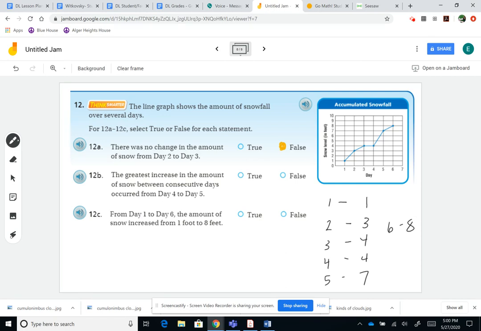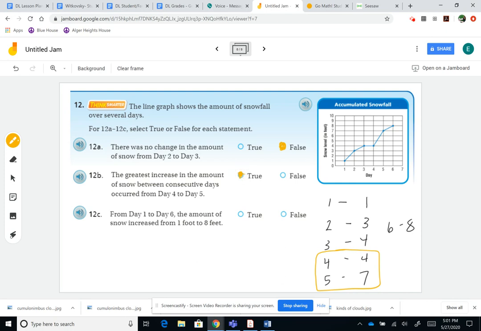So now we have to find the biggest difference, the greatest increase. They're saying from day 4 to day 5. So let's circle that and see if that's correct. Day 4 to day 5. So 4 inches to 7 inches would be what? It would be 3 gained inches. So from day 4 to day 5, 3 more inches of snow fell. Are there any days that have more than 3 inches of snowfall? The answer is no. So the greatest amount of snowfall was between day 4 and day 5.